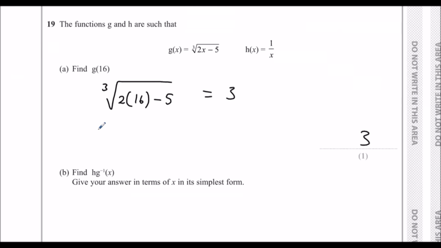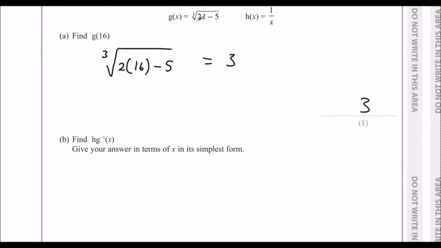Part B, find h g minus 1 of x. So we're putting the inverse of g into h, and giving your answer in terms of x in its simplest form. So we can find the inverse of g.